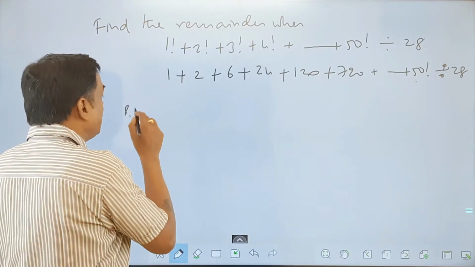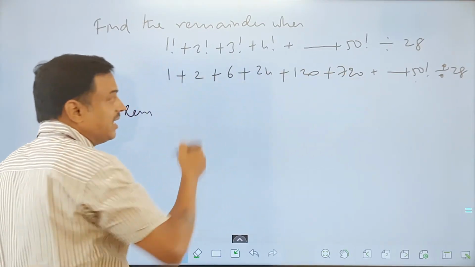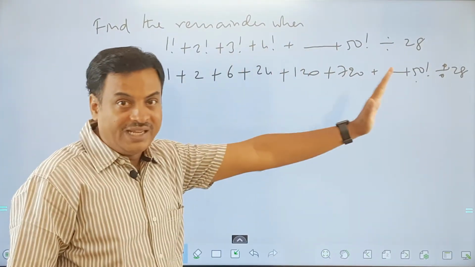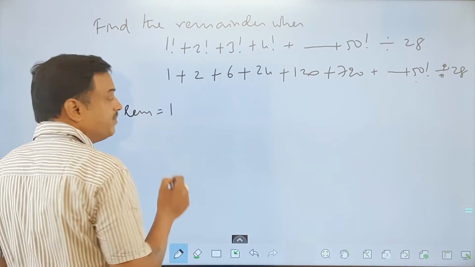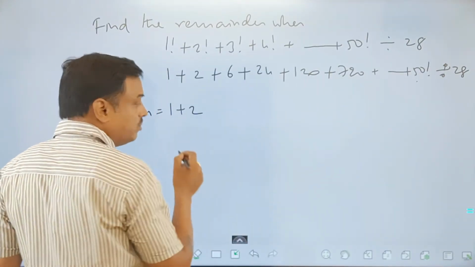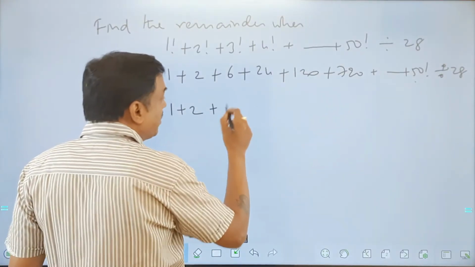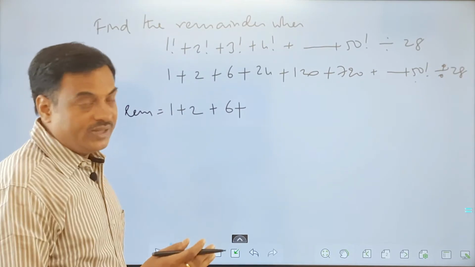Now if the divisor is greater than the number, like if I am dividing 1 with 28, remainder will be 1 itself. When I divide 2 with 28, remainder will be 2 because n is less than d. 6 divided by 28, remainder will be 6, no problem with it.